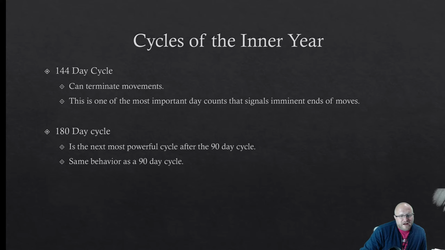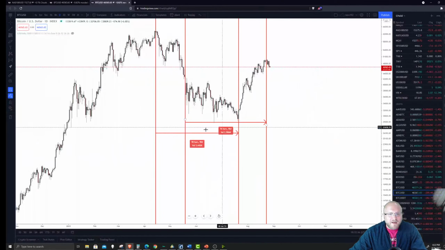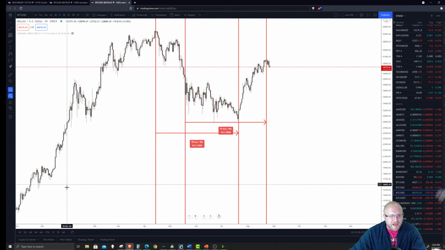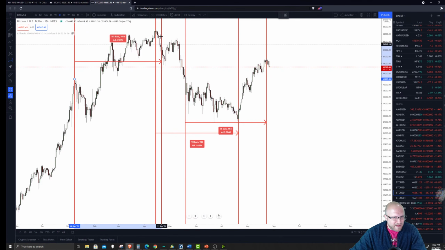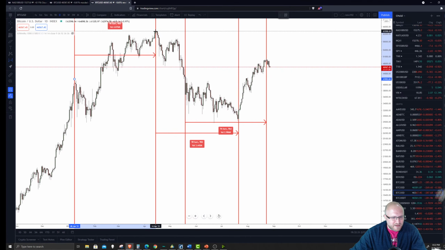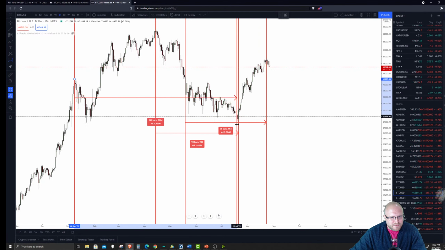But the 180-day cycle, that's the next most important after the 90-day cycle. So 180 days from any major swing high or low, you should pay attention to. And by the way, don't just look at extreme high and low swings, look at any major swing. So this swing high, that was an important swing. So 90 days from that, from swing high to swing high, that was the high in April. 180 days from that was what? This swing low over here.